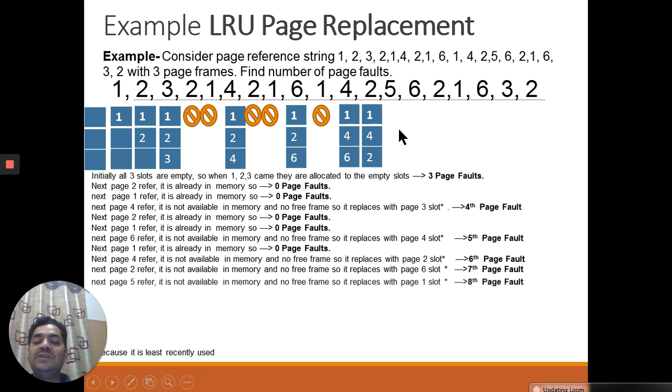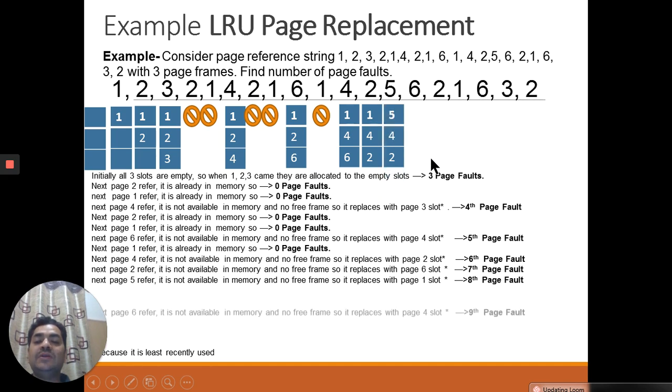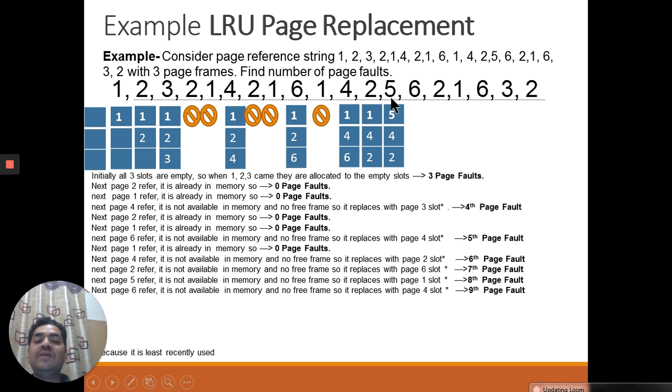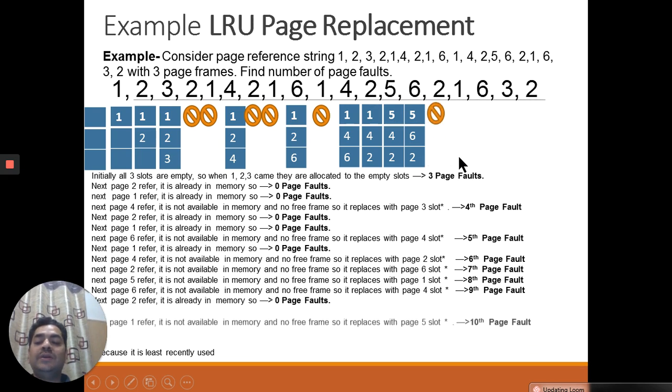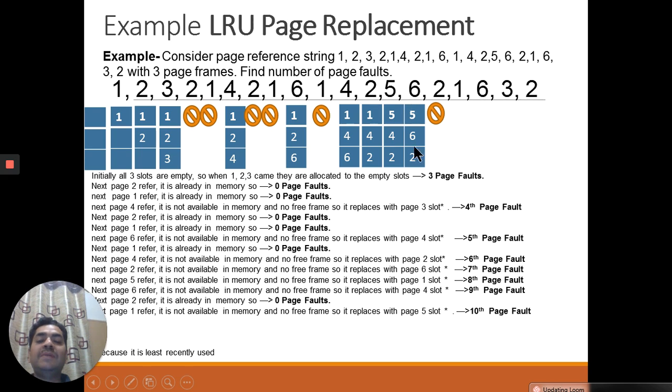5 is not in the memory, so 2 and 4 are used, 1 is least recently used, so 5 will replace 1. 6 is not in the memory, so 5 and 2 are recently used, so 4 is replaced with 6. 2 is already in the memory, so no page fault. 1 is not in the memory, so 2 and 6 are recently used, 5 is least recently used, so 5 is replaced with 1.